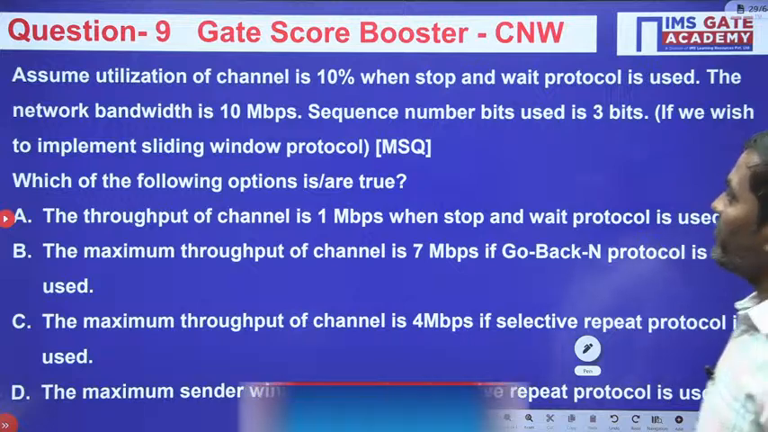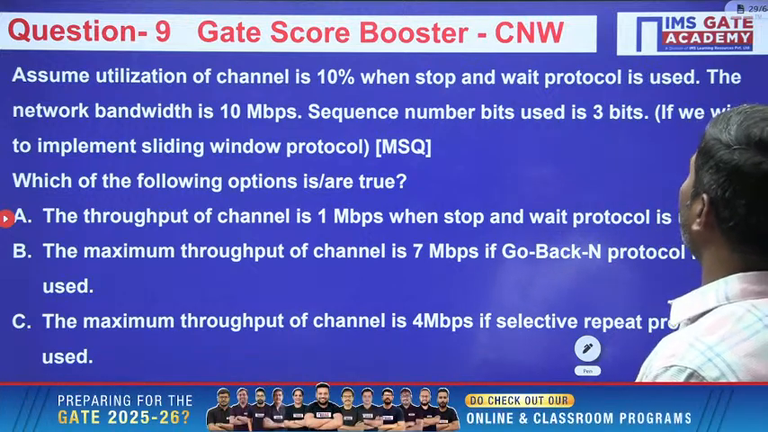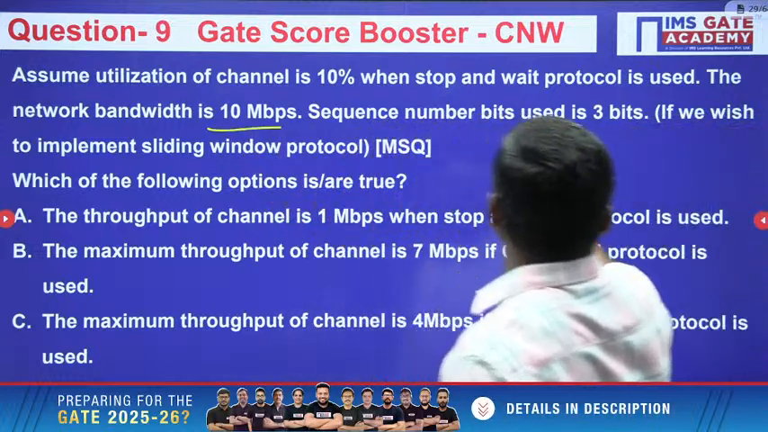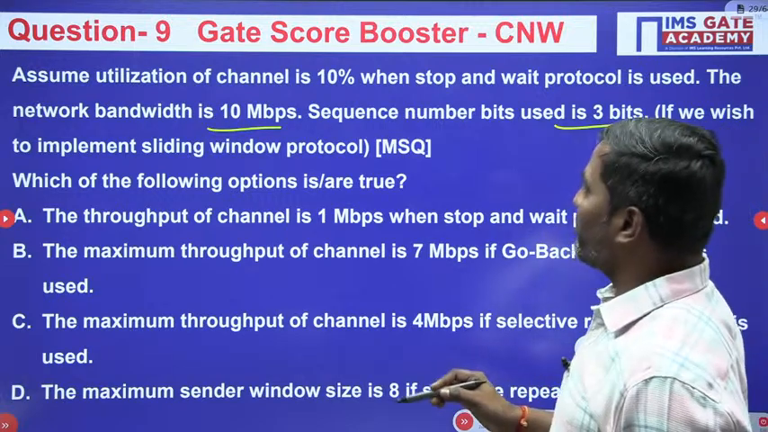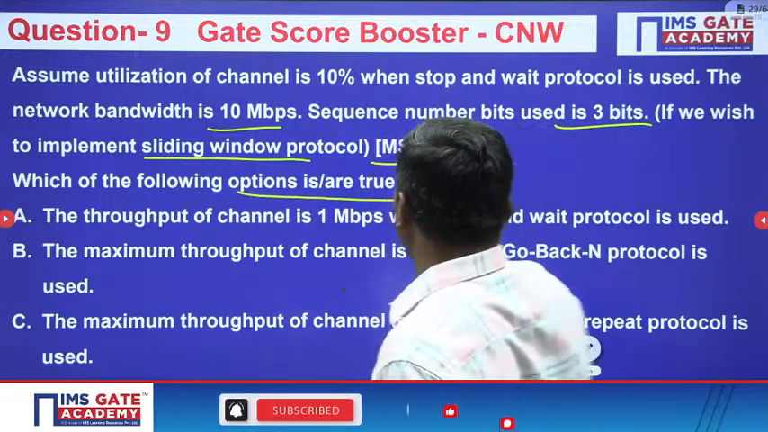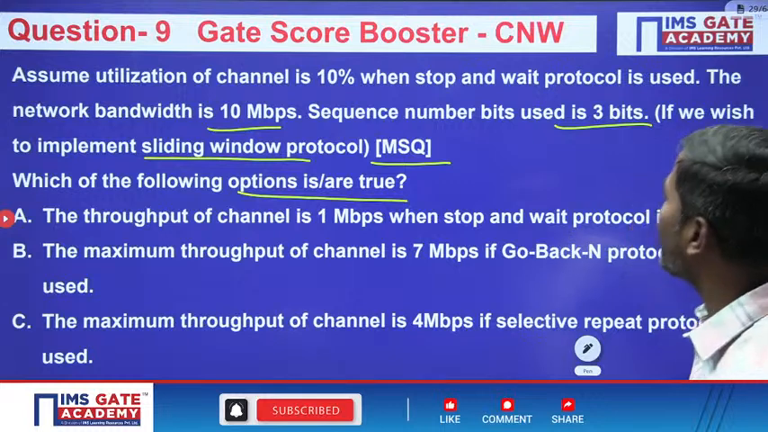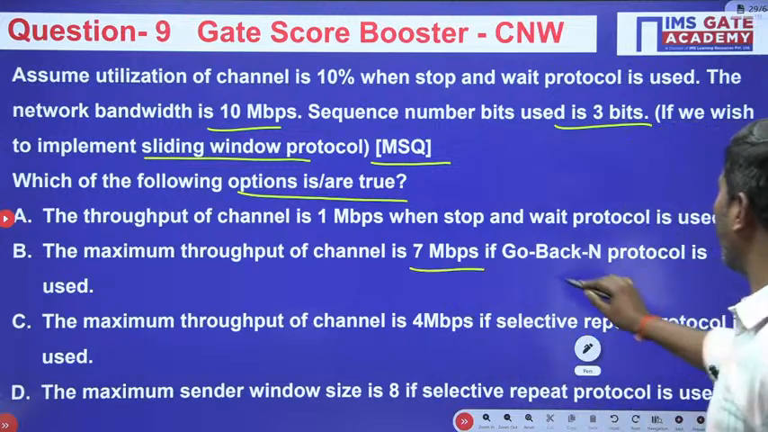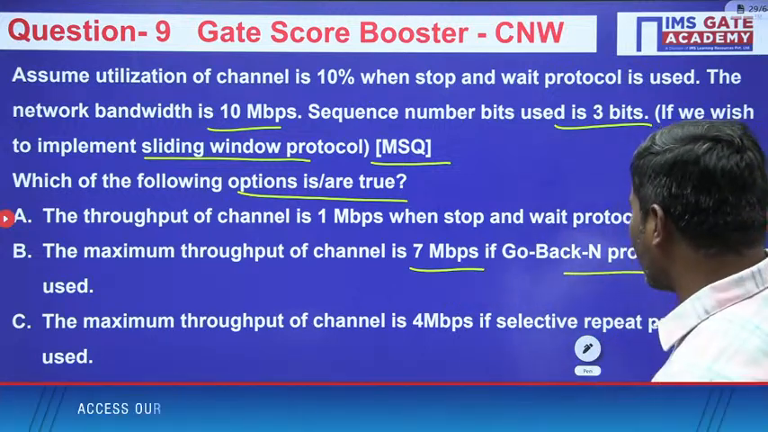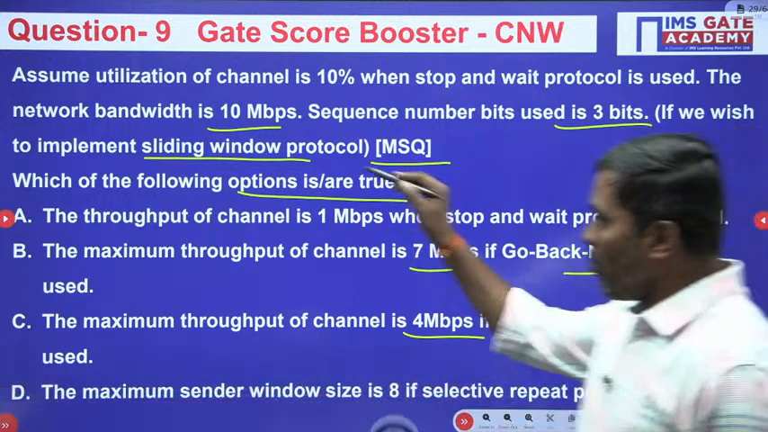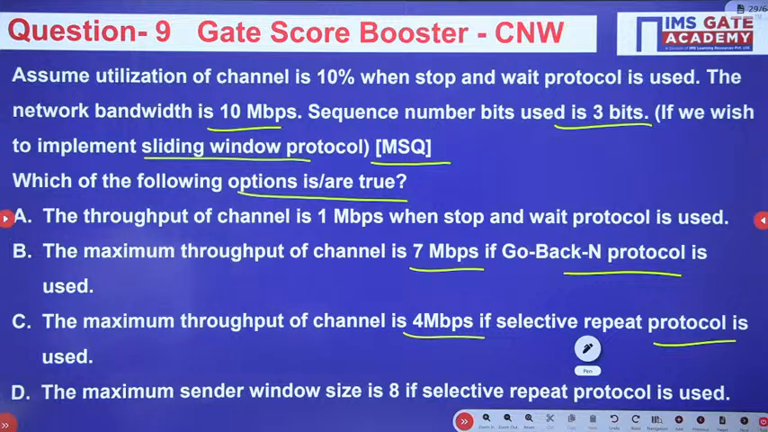Try this question. Assume utilization of the channel is 10% when the stop and wait protocol is used. The network bandwidth is 10 megabits per second. Sequence number bits used are 3 bits. If we wish to implement the sliding window protocol, MSQ question it is, which of the following options are true? A: Throughput of the channel is 1 Mbps when stop and wait protocol is used. B: Maximum throughput of the channel is 7 megabits per second if GBN protocol is used. C: Maximum throughput of the channel becomes 4 megabits if selective repeat protocol is used. D: Maximum sender window size is 8 if selective repeat protocol is used. Which statements are right? Answer it.